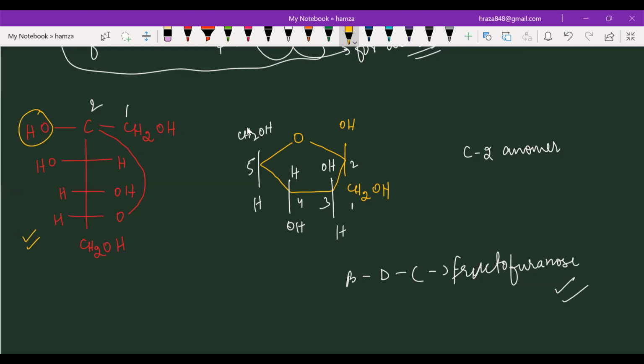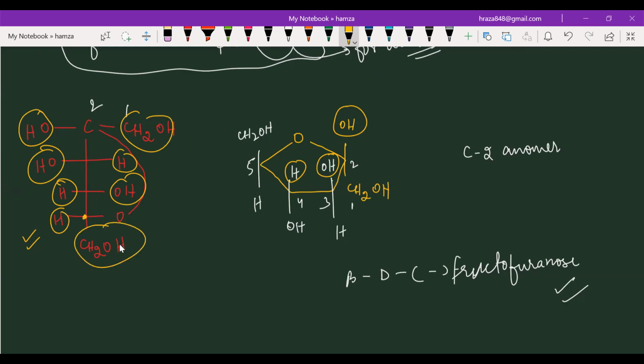Whatever is on the left hand side will be on top, and whatever is on the right hand side will be below. Now, when we come to this carbon, you can see hydrogen and CH2OH. So we will go by molecular weight. Hydrogen has one molecular weight, and this CH2OH has a higher molecular weight than this. So this will be on top and this will be below.